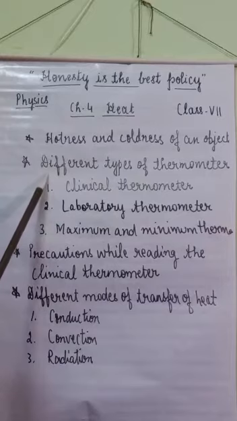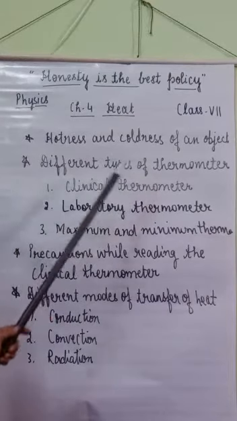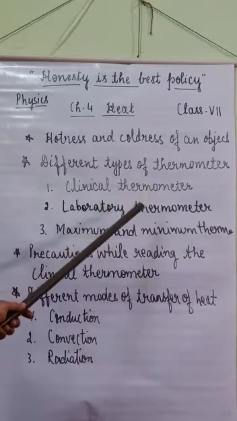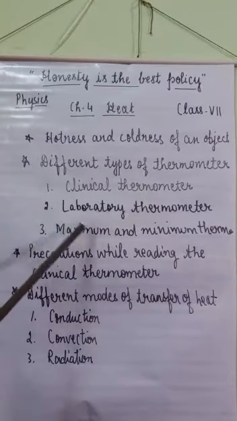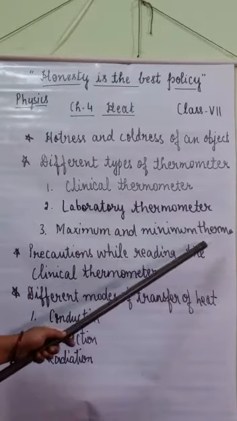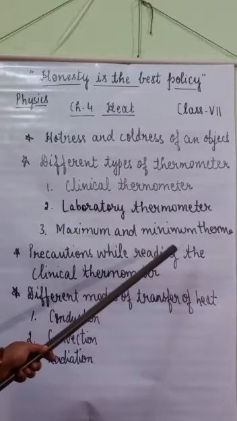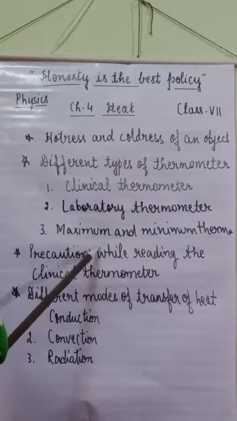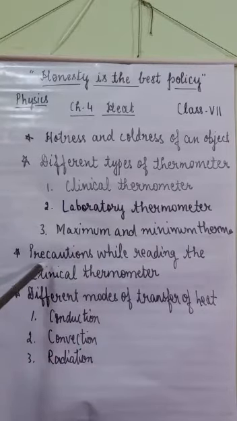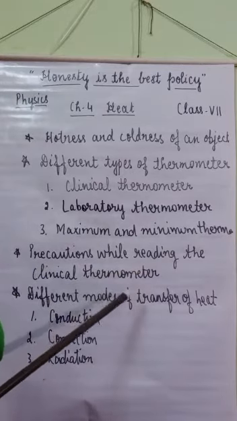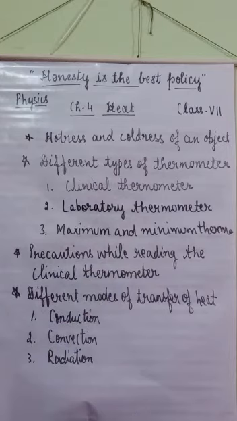We also have studied about different types of thermometer. Clinical thermometer, which is used by doctors to measure the temperature of the human body. Laboratory thermometer, which is used to measure the temperature of boiling water. Maximum and minimum thermometer, which is used to measure the temperature of weather. We also have studied some precautions while reading the clinical thermometer. When we read the reading of a thermometer, what precautions should be taken?